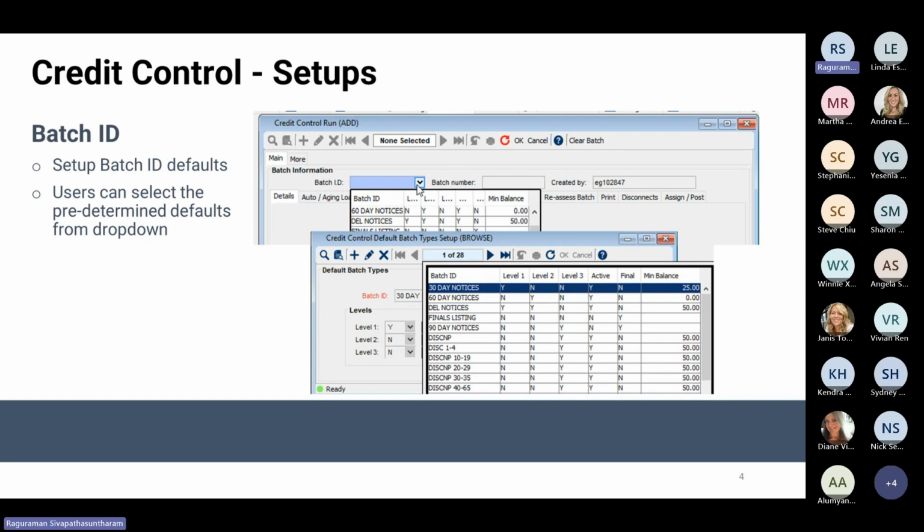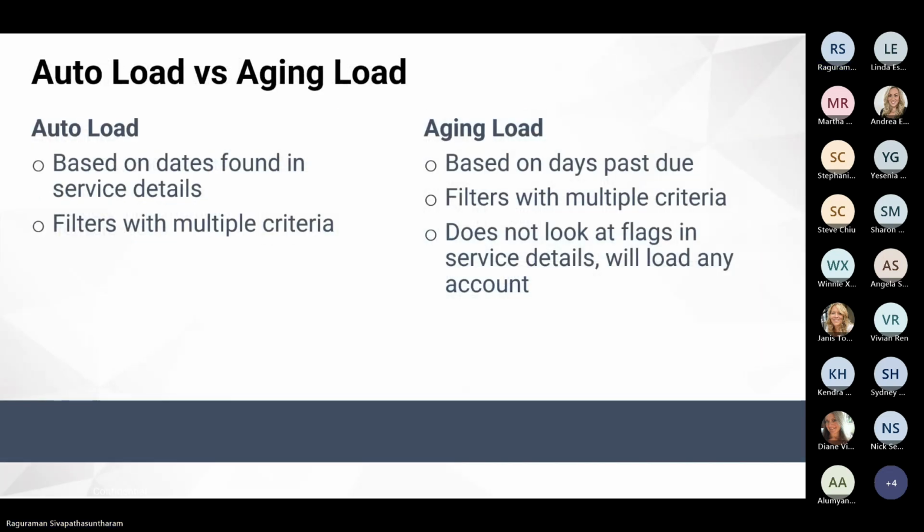The levels in the batch ID are set depending on the requirement. Minimum balance can be set, as well as specifying active or finalized accounts. As I mentioned, once these have been set up, and usually it's only one time, it's quite easy for the user to go in and say, well, I'm doing 60-day notices, I'm doing finals, and just easily choose the correct defaults for that batch that's being processed.